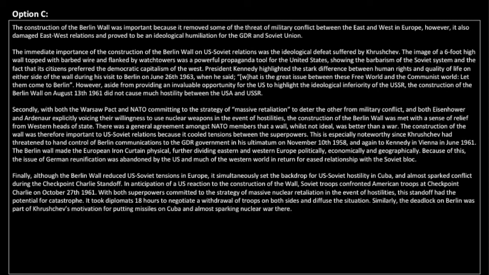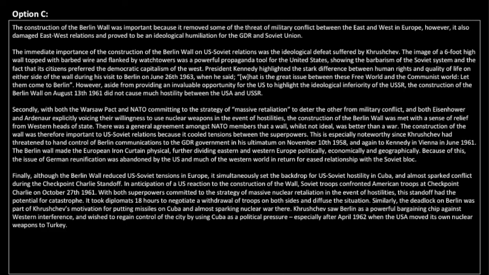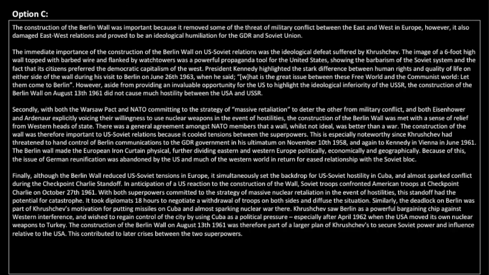Similarly, the deadlock on Berlin was part of Khrushchev's motivation for putting missiles on Cuba and almost sparking nuclear war there. Khrushchev saw Berlin as a powerful bargaining chip against Western interference, and wished to regain control of the city by using Cuba as political pressure, especially after April 1962, when the USA moved its own nuclear weapons to Turkey. The construction of the Berlin Wall on August 13, 1961, was therefore part of a larger plan of Khrushchev's to secure Soviet power and influence relative to the USA. This contributed to later crises between the two superpowers.